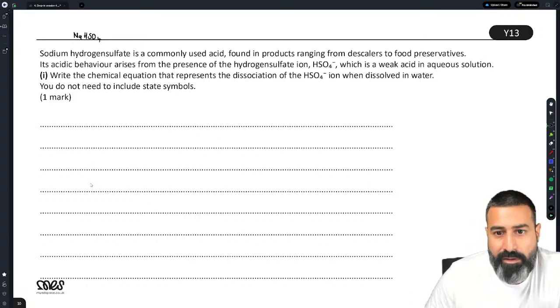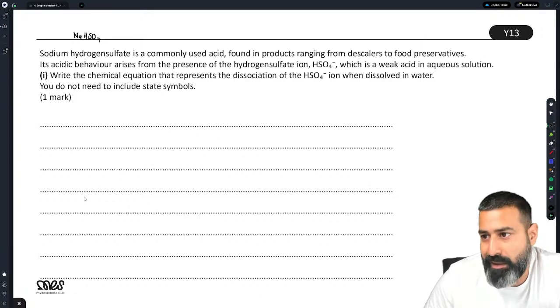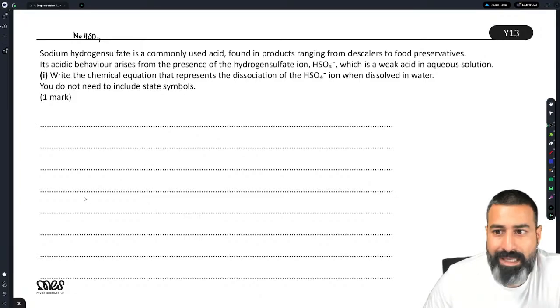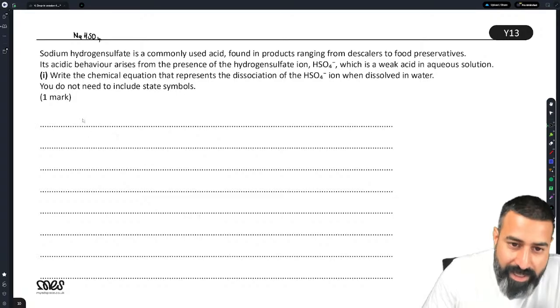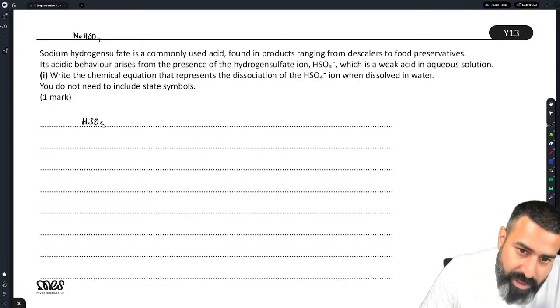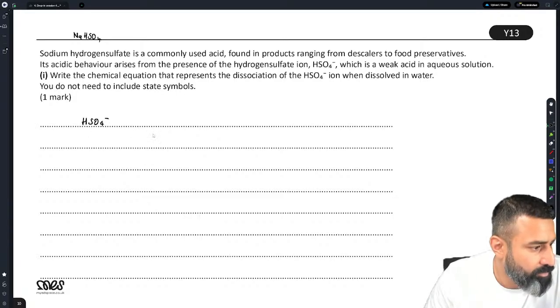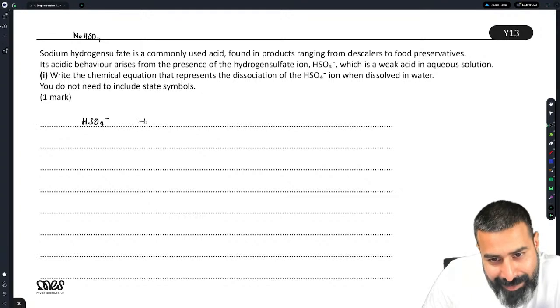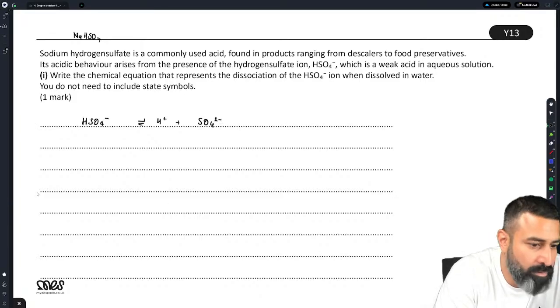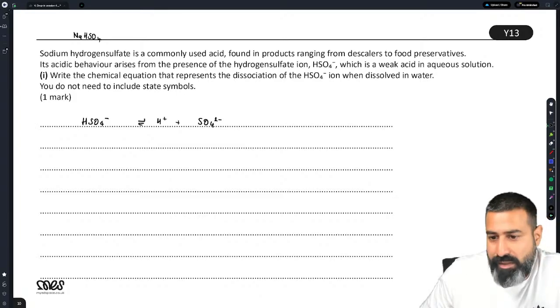So its acidic behavior arises from the presence of the hydrogen sulfate ion, which is a weak acid in aqueous solution. Write the chemical equation that represents the dissociation of HSO4-. Okay, so I've got HSO4-. Right, so that splits up into H+ and SO4 2-, and done. Cool. Any questions? Are we good? That's a nice 1 marker. Let's go.